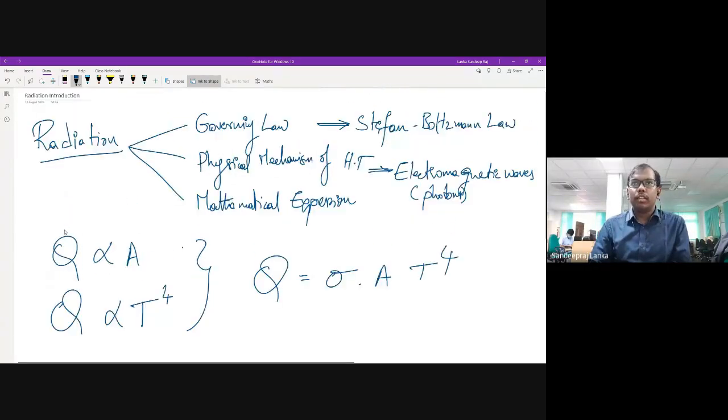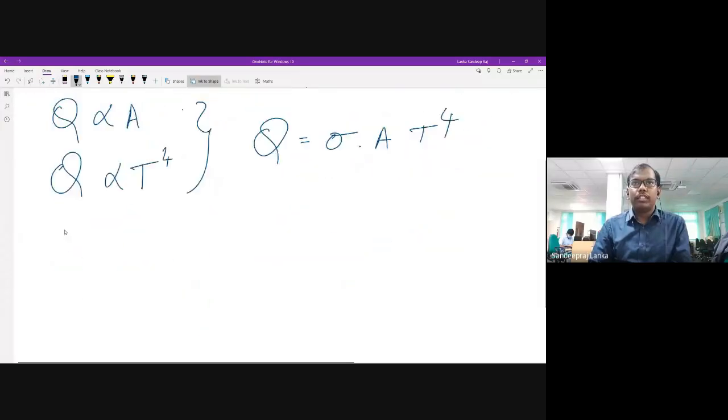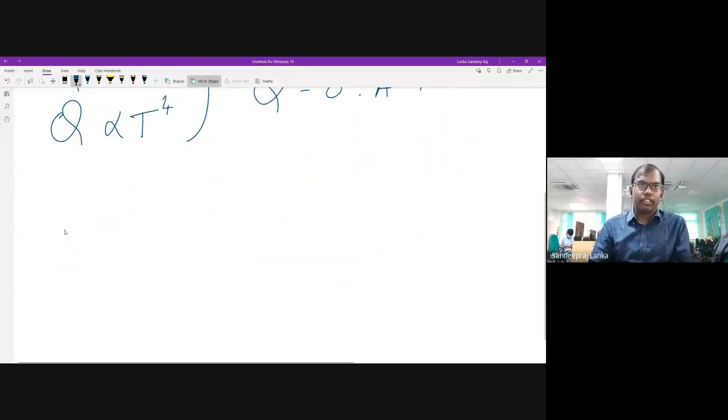These things you have to remember. Let's look at what is the physical mechanism of heat transfer first. Okay. Let us take a body here.